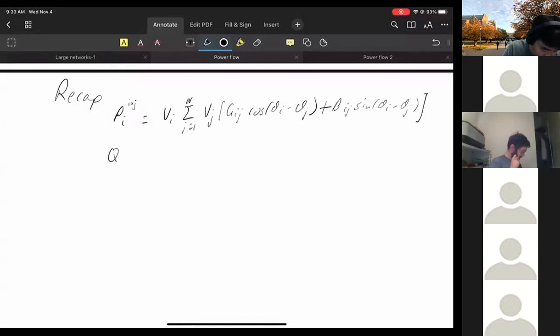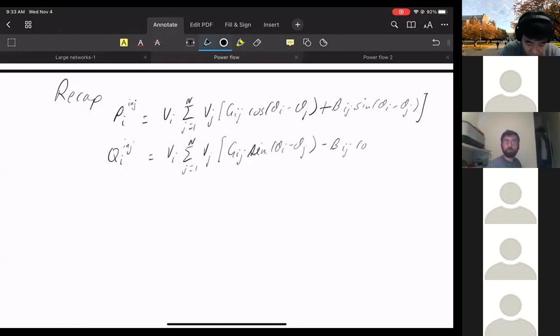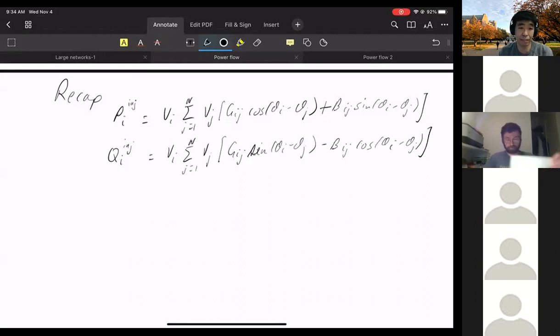Then we have a reactive power flow equation. Basically, you switch the role of sine and cosine. So these are the power flow equations, and they basically express the physical laws in the system. They express Kirchhoff's voltage law, Kirchhoff's current law, and Ohm's law.